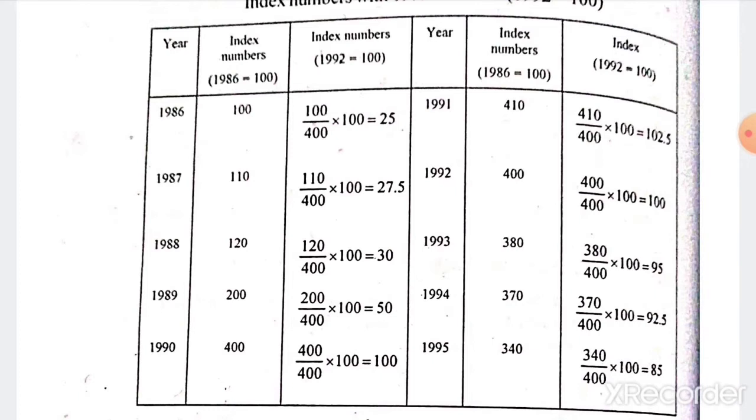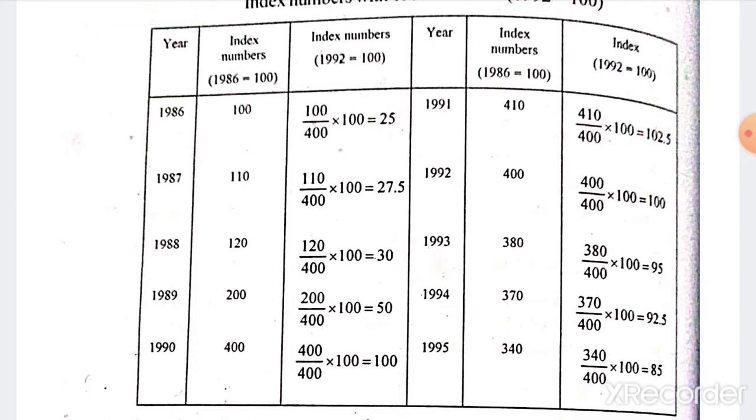So 1987 means 110 divided by 400 into 100. 1988 means 120 divided by 400 into 100. 1989 means 200 divided by 400 into 100. 1990, 400 divided by 400 into 100. 1991, 410 divided by 400 into 100. 1992, 400 divided by 400 into 100. 1993, 380 divided by 400 into 100. 1994, 370 divided by 400 into 100. 1995, 340 divided by 400 into 100.